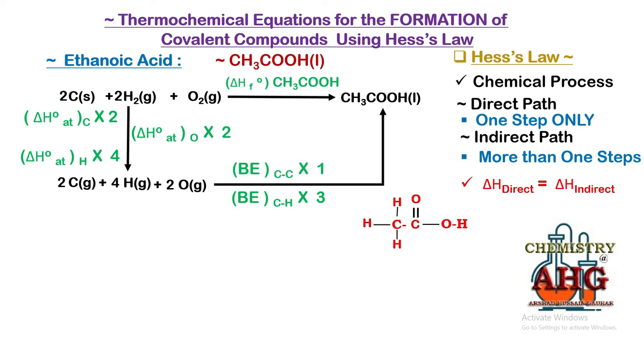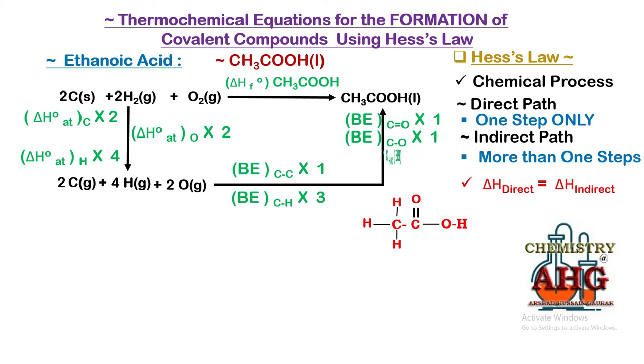Move on, next bond is C double bond O. So bond enthalpy of C double bond O again multiplied by 1, because there is one double covalent bond between carbon and oxygen. Move on, single bond C and O, bond enthalpy of C single bond O multiplied by 1. And the final covalent bond that you can see in the given compound is OH, bond enthalpy of OH multiplied by 1.